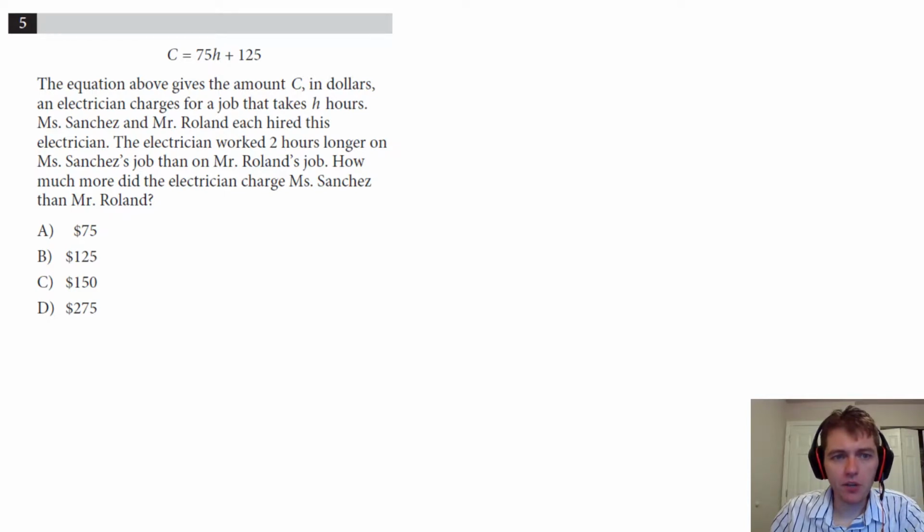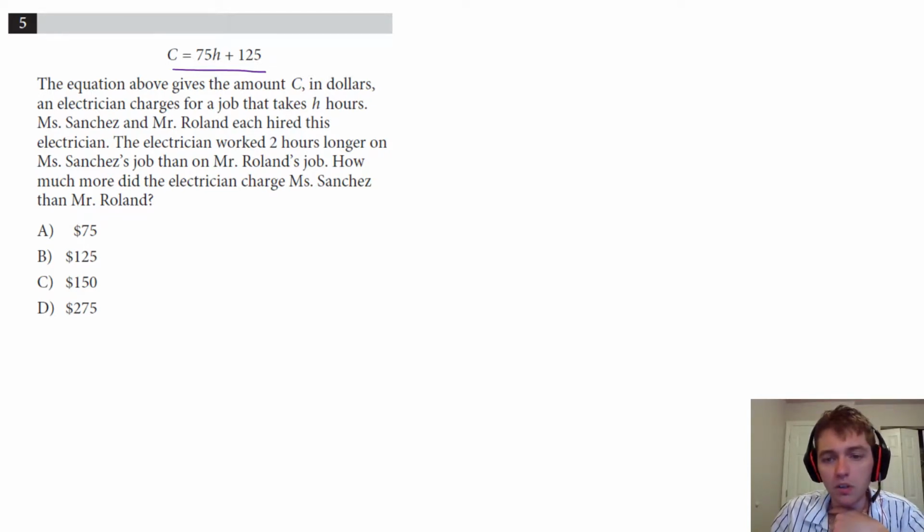Problem 5. The equation above gives the amount C in dollars an electrician charged for a job that takes H hours. Ms. Sanchez and Mr. Rowland each hired the electrician. The electrician took 2 hours longer on Ms. Sanchez's job than on Mr. Rowland's job. How much more did the electrician charge Ms. Sanchez than Mr. Rowland?